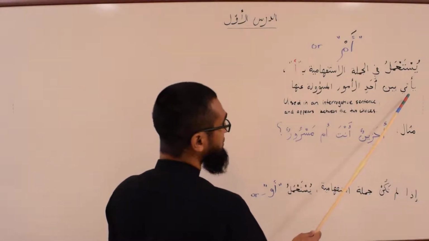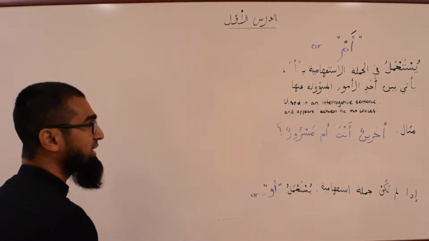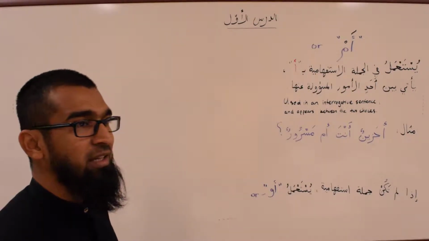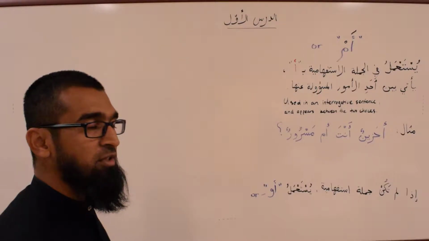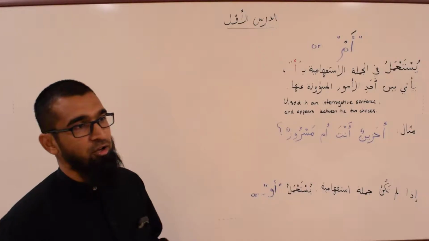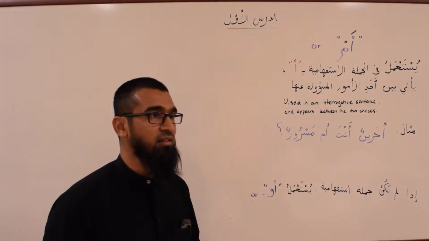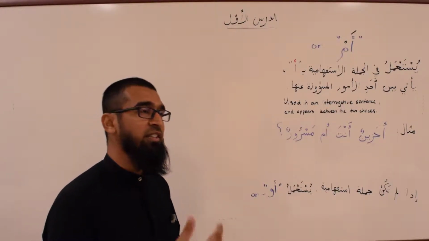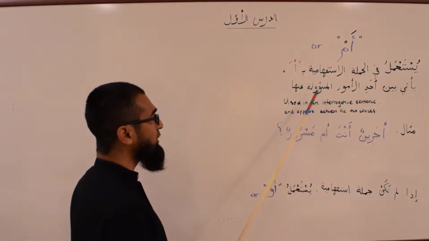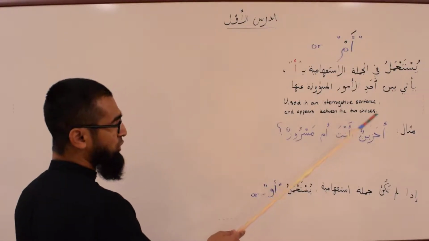We also should note that it comes between one of the things being asked about. It will come in between two things that are being asked about, and you're given the option to choose one of these two things. Like if you want to say, are you happy or sad? Are you a teacher or are you an engineer? You're asking someone a question. So you will use am, and it appears between the two choices.